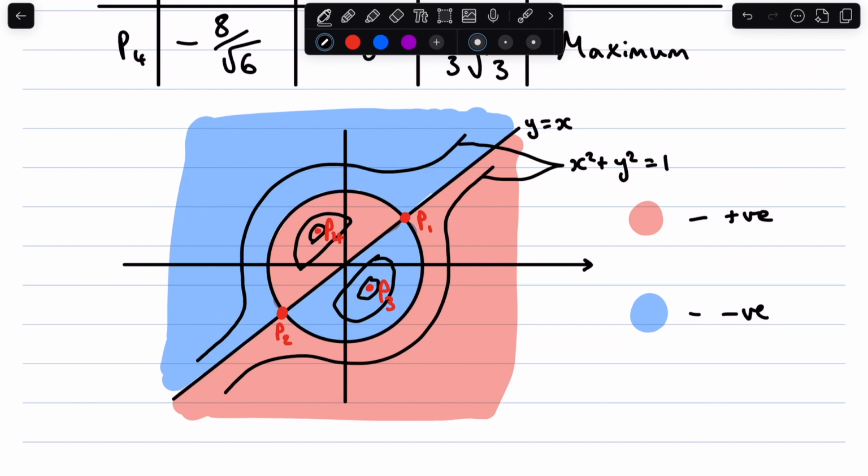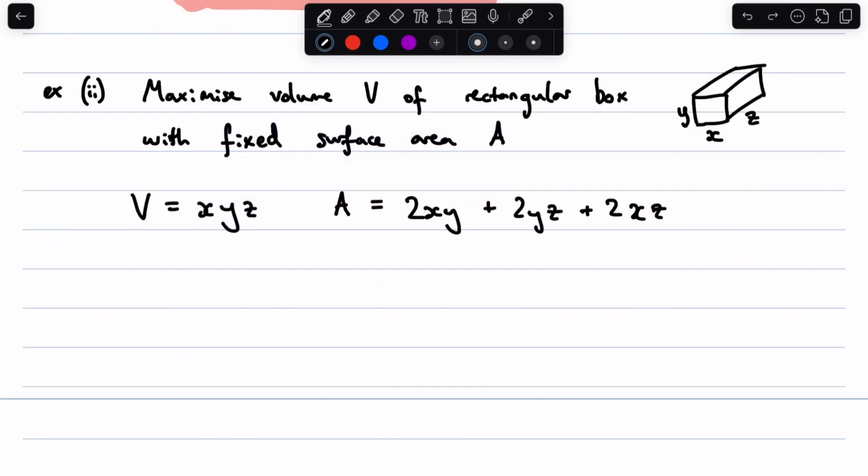contours are actually representing. So what if we wanted to find the maximum volume contained within a rectangular box, as I've drawn here, and it has a fixed surface area A? Well, we know the volume is just going to be x times y times z, and the area is going to be 2 times x times y, so we have 1 here and then a face over there. Then we have 2 times y times z, so this face here, and then 1 on the other side like that. And then finally 2 times x times z, so this top face and the bottom face. That's our surface area, and we know it's going to be fixed.